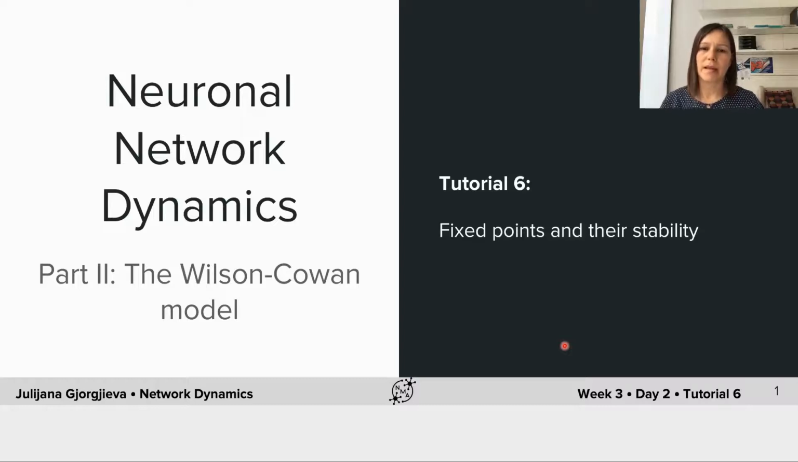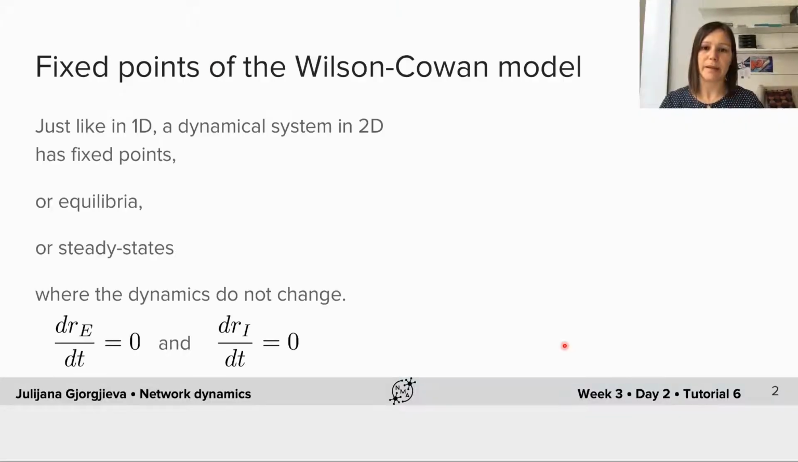Welcome back. In the last part of this second tutorial, we're going to finalize our study of the Wilson-Cowan model using the framework of two-dimensional dynamical systems. And in particular, we're now going to discuss how one can find the fixed points of this two-dimensional dynamical system and determine their stability.